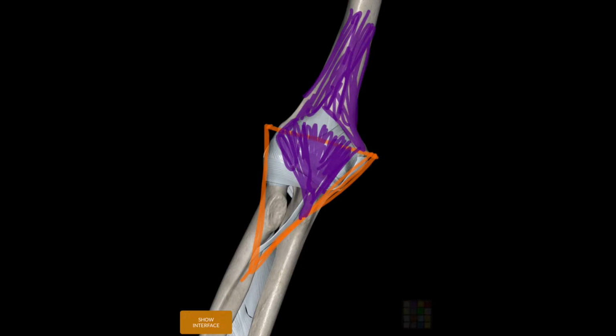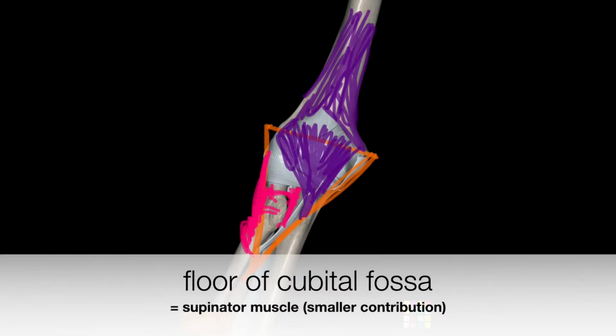Supinator arises from the supinator crest and fossa on the lateral part of the proximal ulna here, between the two bones, and stretches out laterally, crossing behind the radius, and then curling around the proximal shaft and neck of the radius here. It also has some humeral fibers that descend more vertically and contributes to the floor of the cubital fossa a little.